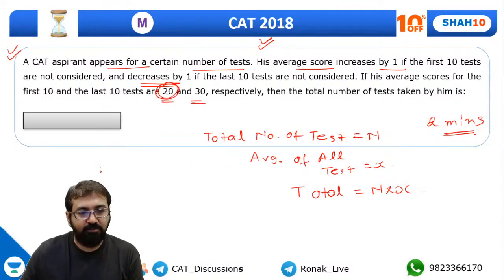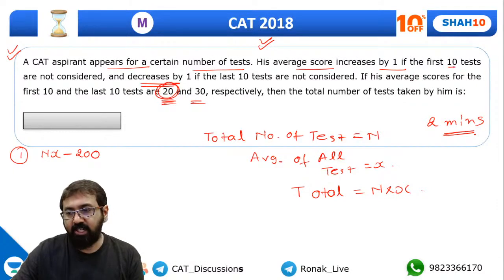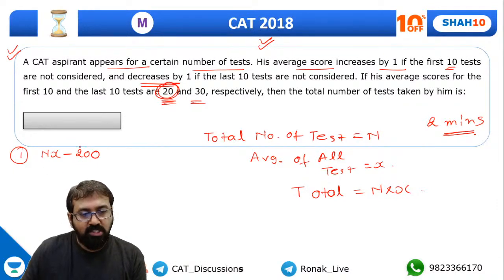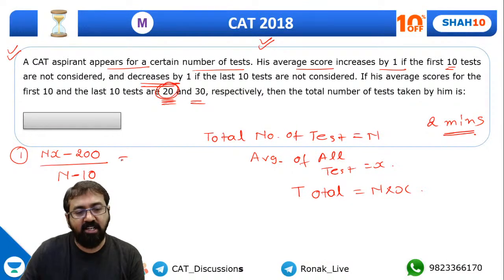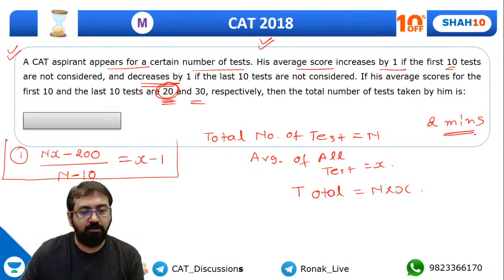The first equation will be something like this. I'm writing it over here: total marks minus the marks of the first 10 tests. What are the marks of the first 10 tests? 20 into 10, it is 200. These are the marks of the remaining tests, divided by n minus 10, since I'm not including 10 tests. This average is going down by 1, so now the average should be x minus 1. This is the first equation.